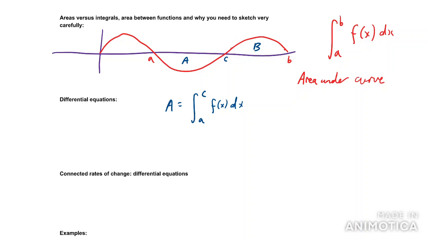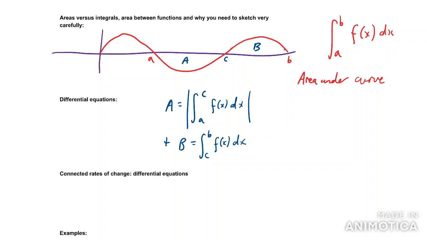But you can't have negative areas. So what we want to do is take the modulus of this and add it on to the integral from c to b of f of x dx, and that will be positive. So just be aware of the difference between whether they ask you for an area or an integral and how to deal with it.